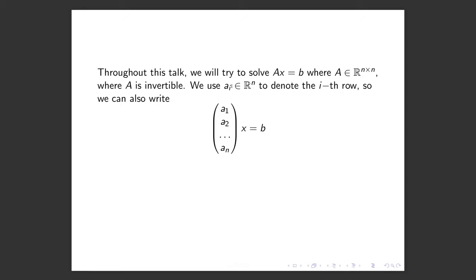So in particular, you can write the system as follows, right? If you were to abbreviate, you can write the system like this. Or equivalently, and that's the way I like to think about it, as n inner product equations that have to be satisfied simultaneously. Okay, that's it.